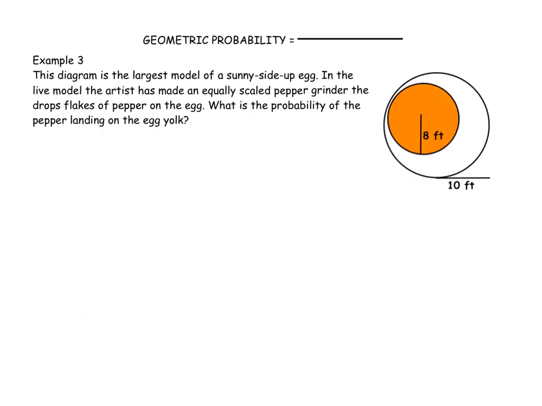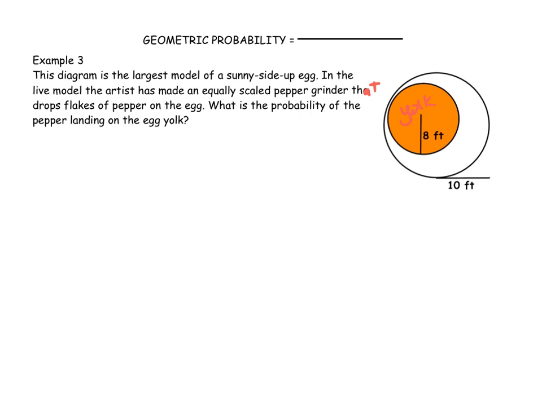This diagram is the largest model of a sunny side up egg. In the live model, the artist made an equally scaled pepper grinder that drops flakes of pepper on the egg. What is the probability that the pepper will land on the egg yolk? So the yolk is the orange or yellow part there.